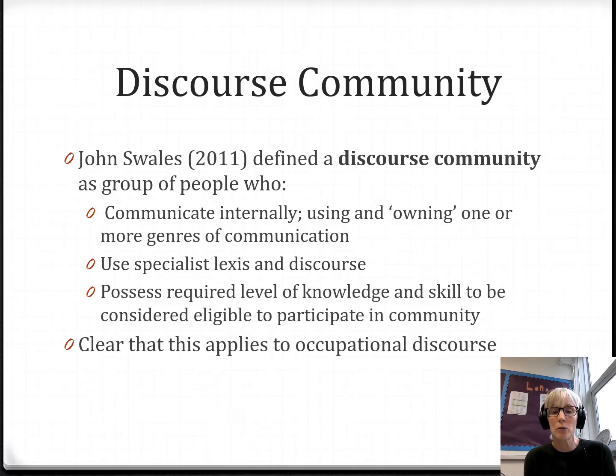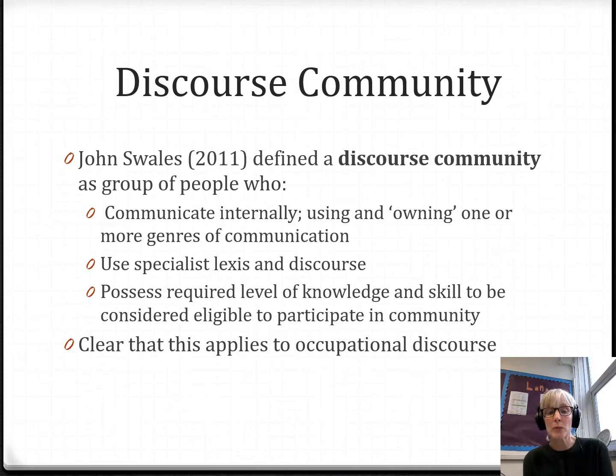And they also use or own some genres of communication. So the biggest ones in occupation are meetings, how meetings are run, but they can also have one-to-one. So they will often have one-to-one with their managers, talk about how things are going. They will have certain written genres, for example, work schemes, lesson plans, the materials they produce. So that's what we mean by genres, spoken and written genres that have certain rules within their organisation.